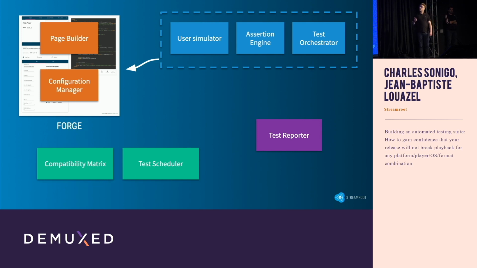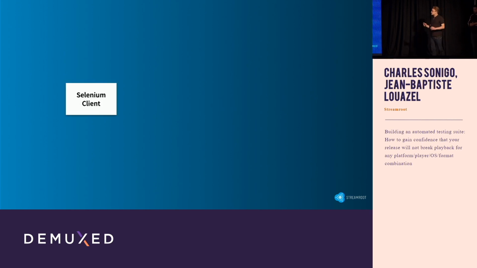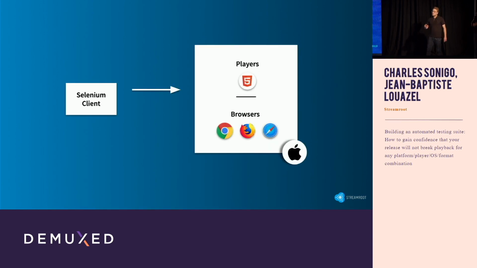And to do that, we use Selenium. According to their website, Selenium automates browsers. Well, that looked promising. So we tried it to see if it was adapted to a video use case. And put simply, a Selenium client will run locally on your computer. That's where your tests will be written. And when executing them, they will be sent to a node.